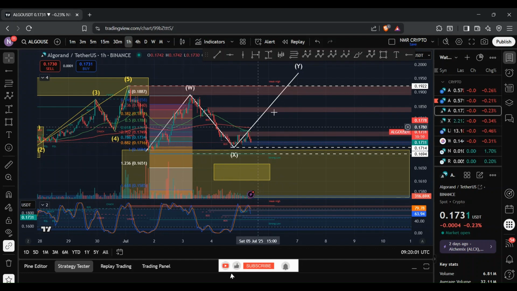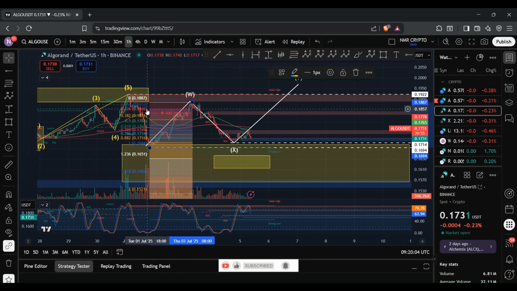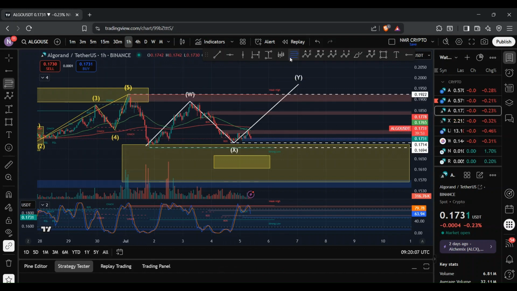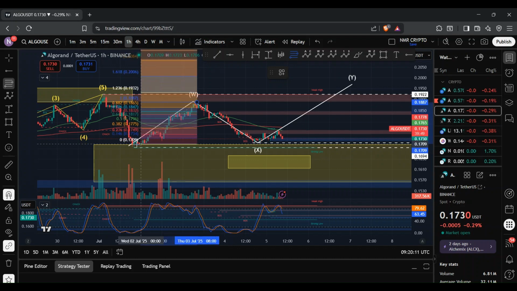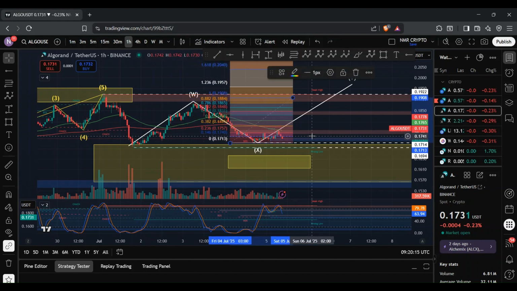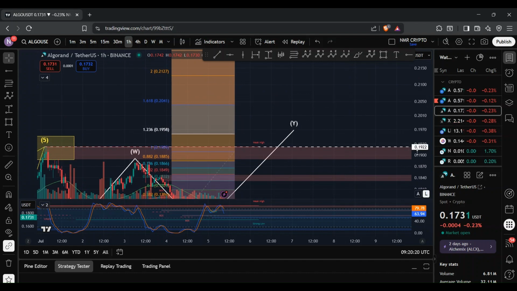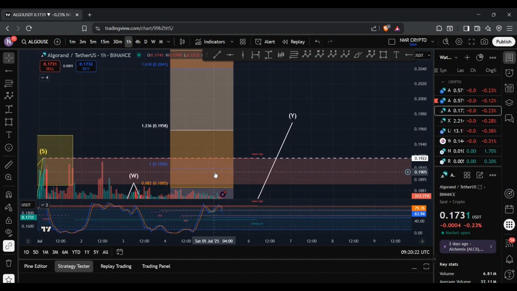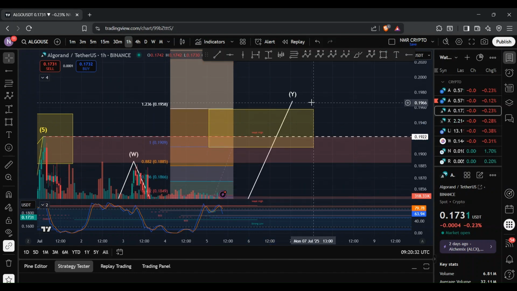And if that's the case, then this Y wave again would typically retrace anywhere between 1 to 1.226 of the W wave. So if I bring in the Fib tool once again, and so what we could see is ALGO reach anywhere between 19.09 cents to 19.58 cents. So anywhere within this region here.